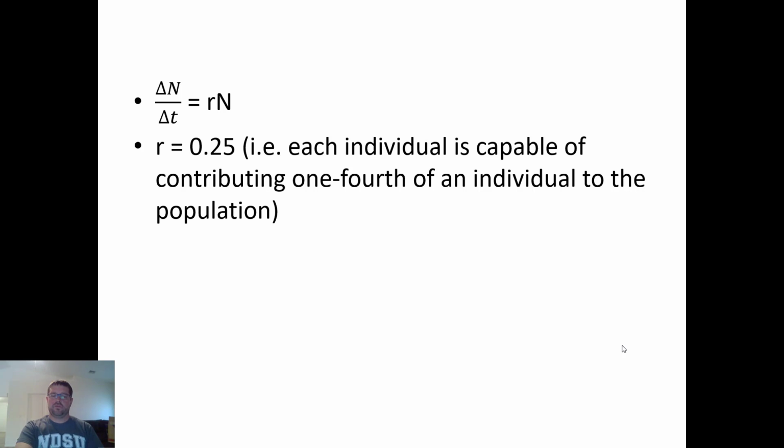Let's say the rate of growth is 0.25, or about a quarter of the individuals in the population. Let's say the population was 50. We do that, and the new population is 50 plus 12 and a half. Clearly, we're not going to have half of an individual, but this is give or take. So you're adding 12 and a half individuals to the population from this reproductive event.